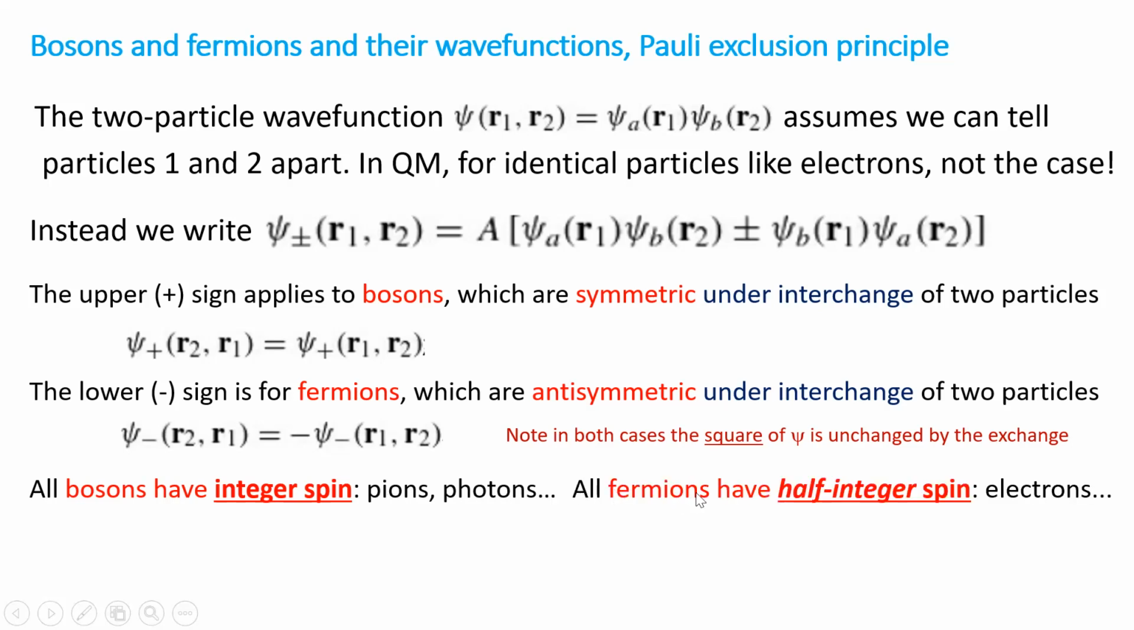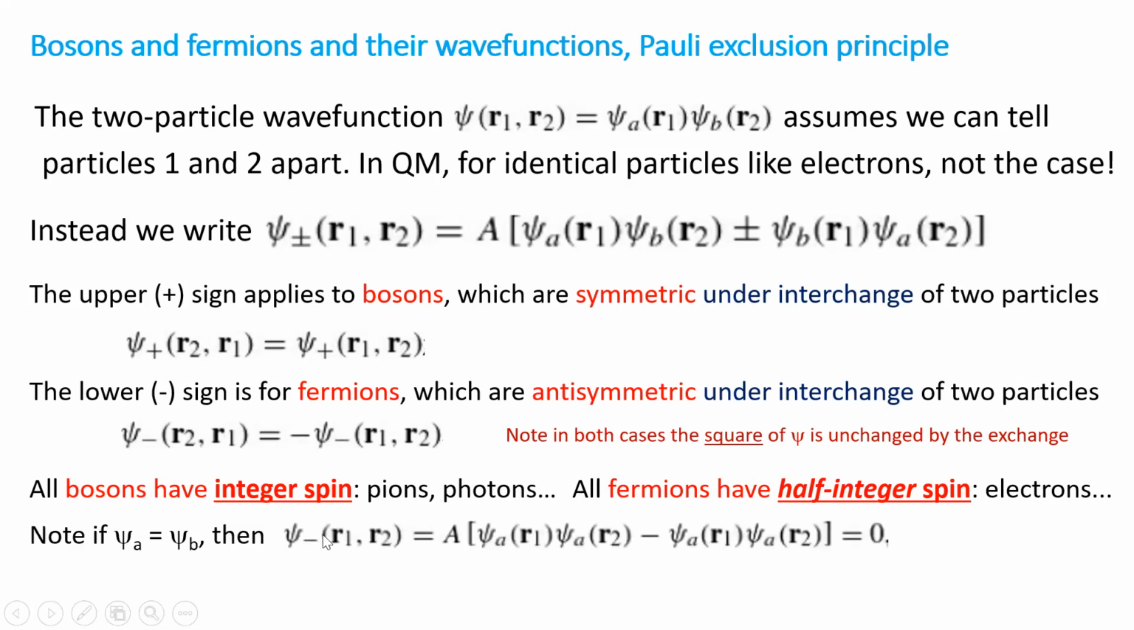Meanwhile, all fermions, it can be shown from this property, have half integer spin. That would be electrons, protons, neutrons with spin a half, spin 3 halves. There are some particles with strange quarks which have spin 3 halves. Some atoms have spin 3 halves, spin 5 halves, etc.